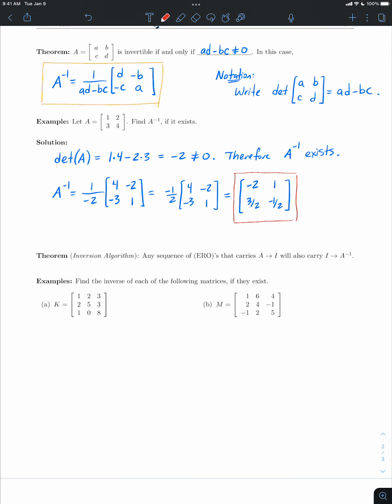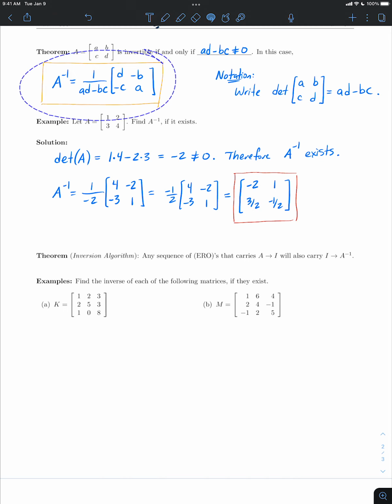Okay, so that's an example of finding the inverse of a 2 by 2 matrix, but what about larger matrices? Well, it turns out that you can write down formulas such as this one for larger matrices as well, but the formulas get very complicated very fast. Even in the 3 by 3 case, it's much more complicated to write down the formula, and beyond 3 by 3, it would just be completely untenable.